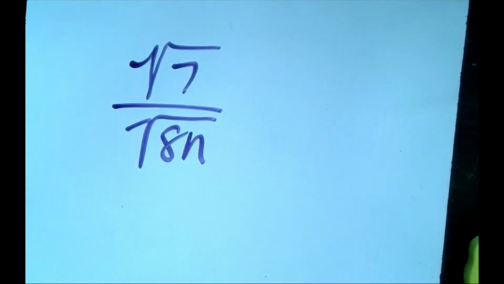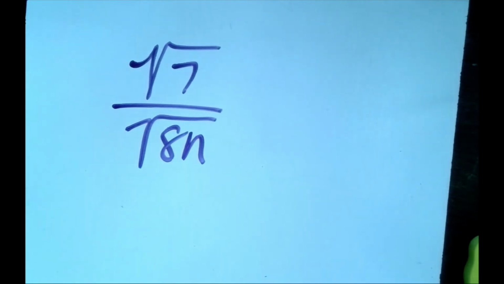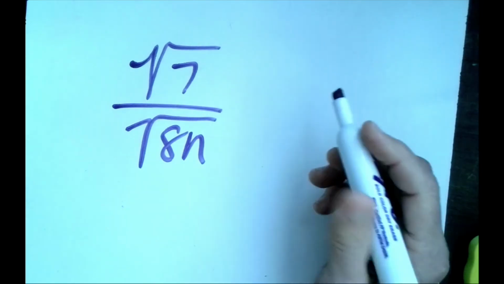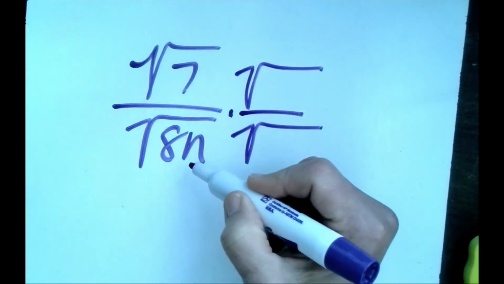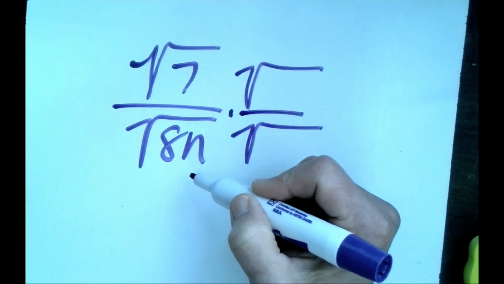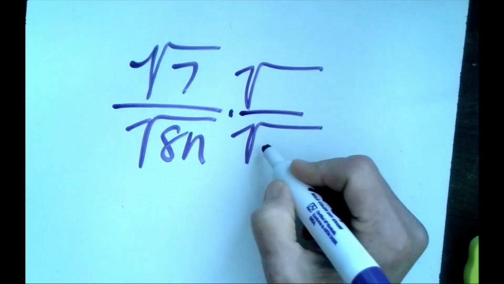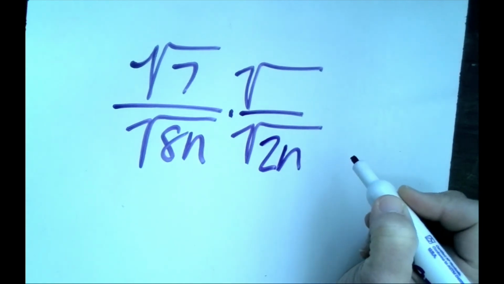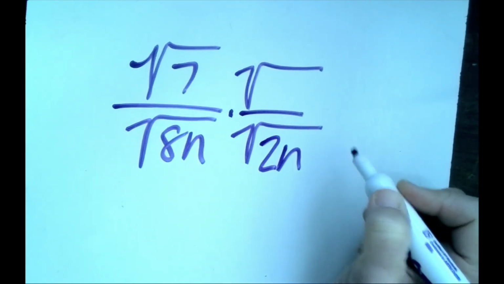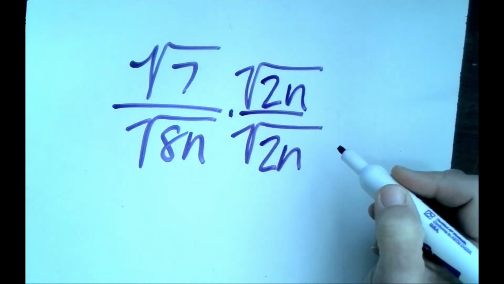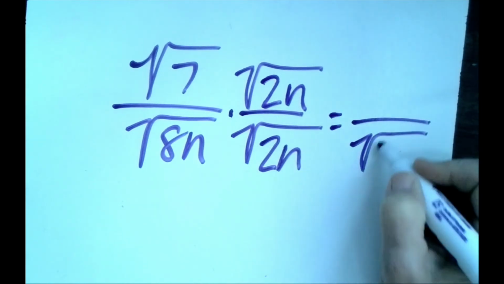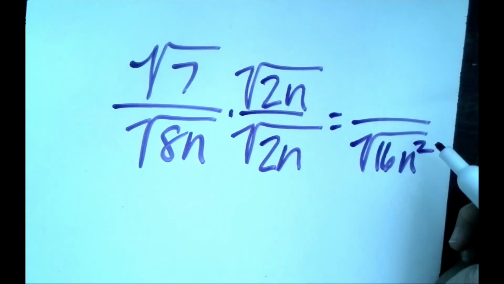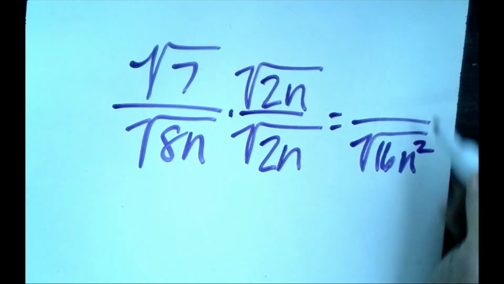All right. In this expression, you can see that we have a radical in the denominator. So we want to turn the denominator into a perfect square. Now, we could multiply it by itself, but we could also multiply it by anything that would turn it into a perfect square. So watch. What if we multiply by the form of 1 as the square root of 2n divided by the square root of 2n? Now, why would we do that? Because now, look, our denominator becomes the square root of 16n squared, which is a perfect square. Our numerator becomes the square root of 14n.